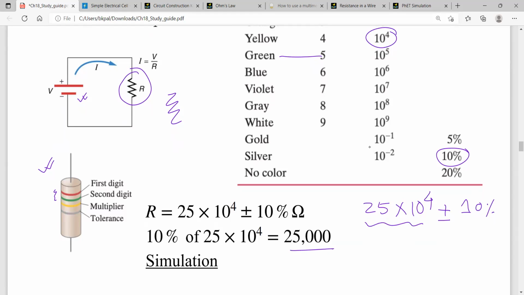So 10% of this value is these, and the value of this resistor varies from this value to this value. That means the uncertainty. Its value is in between these two numbers: this is the lowest and this is the highest. Tolerance, or the uncertainty, basically tells us this.